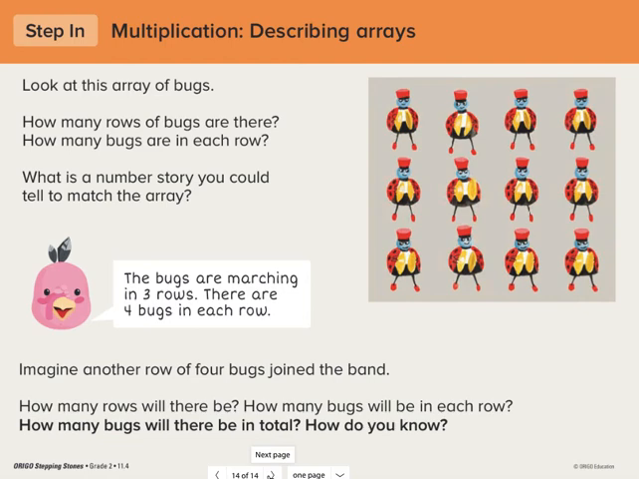So instead of counting by ones, we know that there are four rows and we know that there are four bugs in each row, right? So we can count by four times. 4, 8, 12, and we can't see it because it's not here, but we can imagine it. 12 plus 4 is 16.